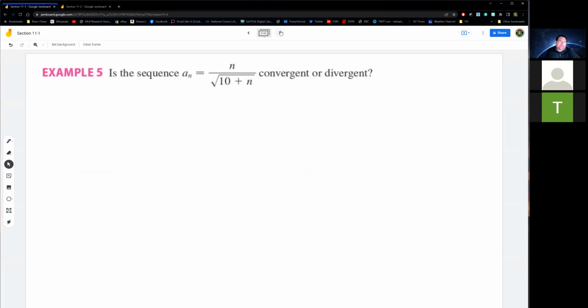Now this one says, is the sequence convergent or divergent? To determine if a sequence is convergent or divergent, if the limit goes to a specific value, then it is convergent. If it goes to infinity, then it's divergent. So let's see what this one does.